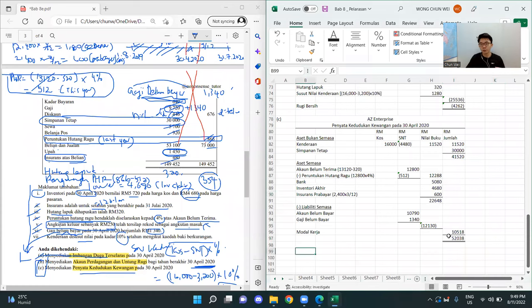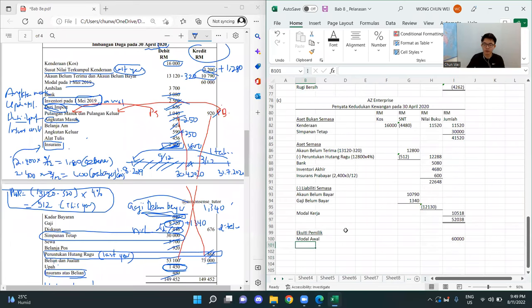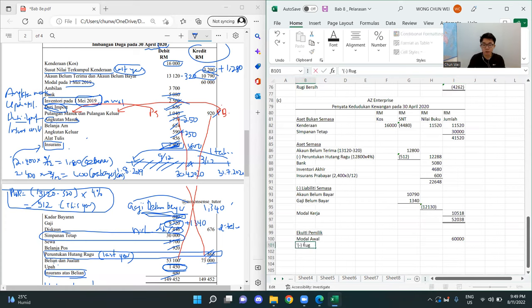After that, go into your equity pemilik. The equity pemilik got modal awal. Is it not modal awal? So modal awal we can take from where? From here lah. Because this is the modal pada first, so meaning it's awal. Modal awal 60,000. Alright. Then the format for here will be modal awal tambah untung bersih atau rugi bersih. So in this case, it is a what? A rugi bersih. So if it's a rugi, meaning we have to minus lah, right? So here you just become minus rugi bersih. So here you just straight away take a figure from here lah. 4,260.